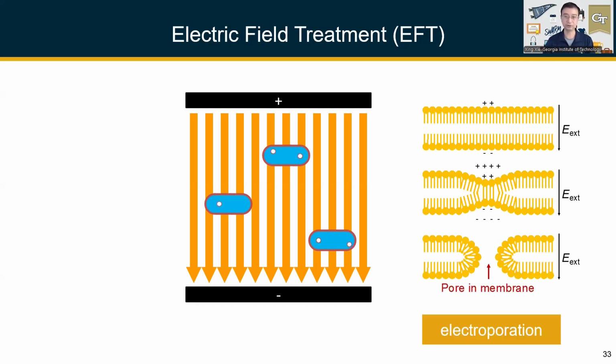At a certain stage, this external electric field will be able to generate pores on the cell membrane. We call this process electroporation. This electroporation process can kill microorganisms, and you just need to achieve a high enough electric field strength. So theoretically, we can use that to kill microorganisms.